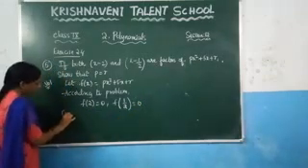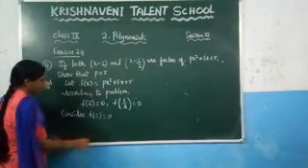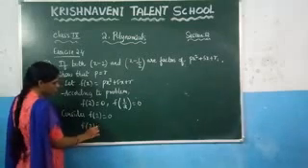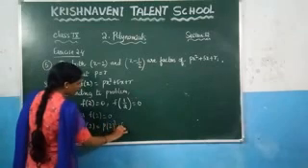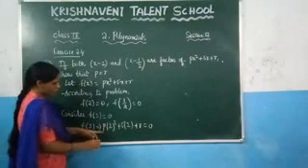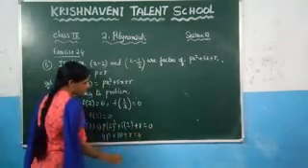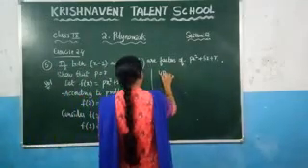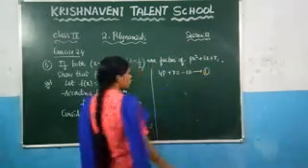Now consider f of 2 is equal to 0, the first condition. That means just in place of x you need to substitute 2. So f of 2 is equal to p into 2 square plus 5 into 2 plus r is equal to 0. So here you will get 4p plus 10 plus r is equal to 0. And if you take 10 to this side it will become 4p plus r is equal to minus 10. Let us consider this as equation 1.